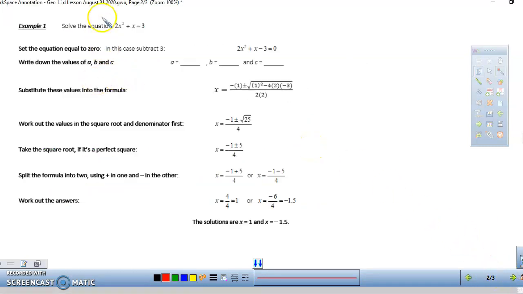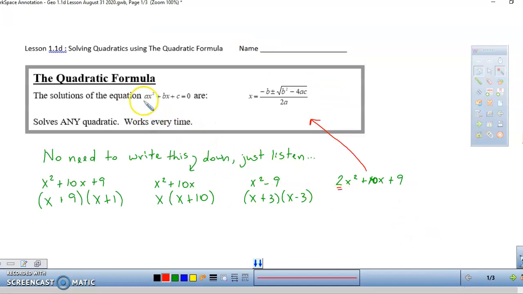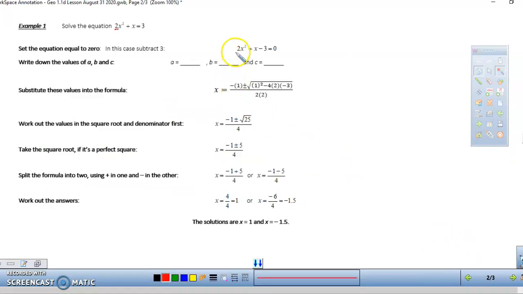So example 1, notice we have that 2 here in front. So that indicates that we are going to use the quadratic formula for this class. Okay, so the A, B, and C. Let's go back really quickly. The A, the B, and the C are the coefficients and then the constant. So the coefficient is the number in front of x squared, the number in front of x, and then the constant is just the number at the end, the C value. Those are pretty easy to identify in any quadratic.